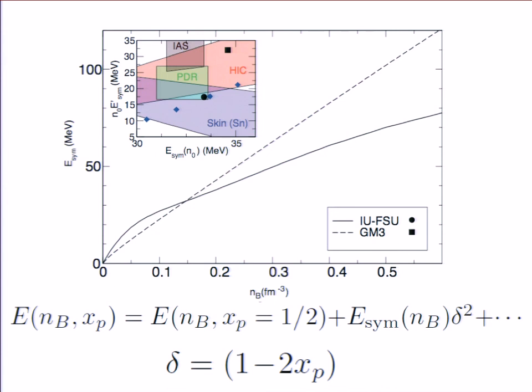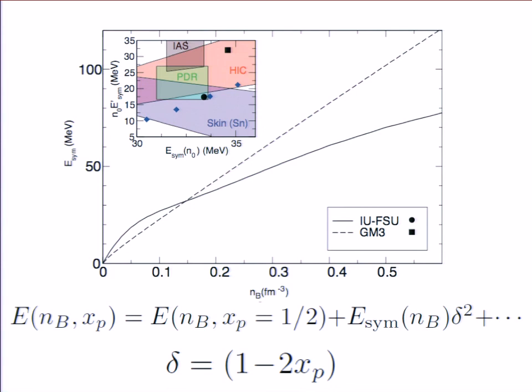And so here we can see that for this dashed line, which is GM3, at saturation density you have about the same symmetry energy, but you have a very different derivative of the symmetry energy with respect to density. And that turns out to be a fairly significant difference.